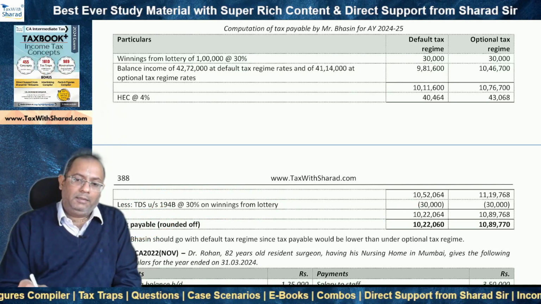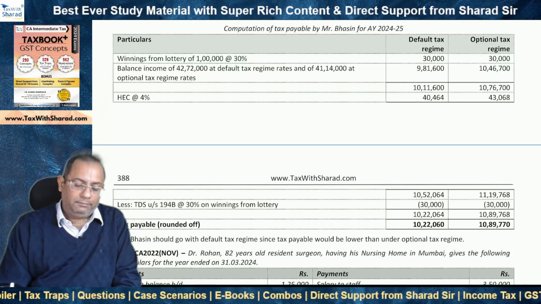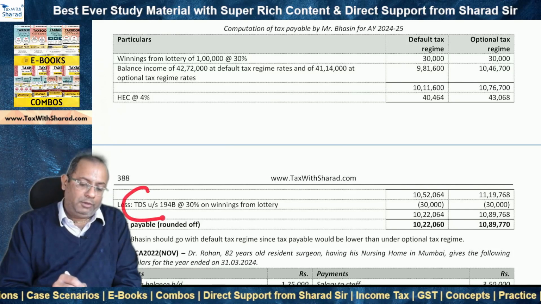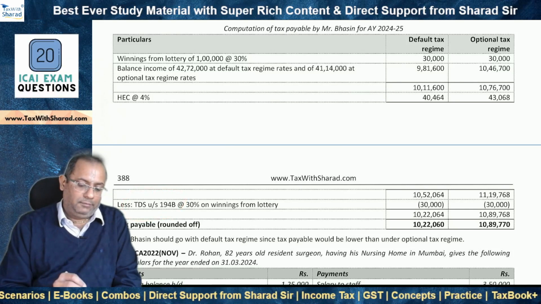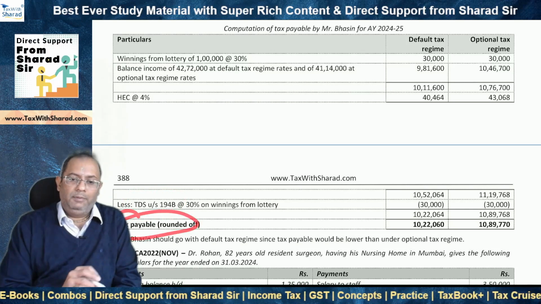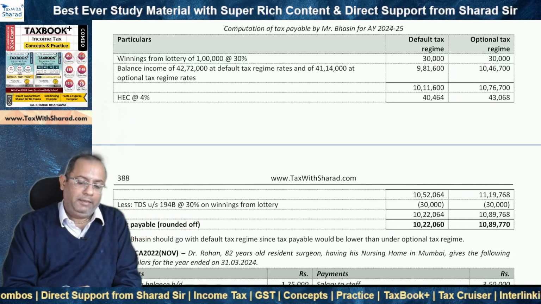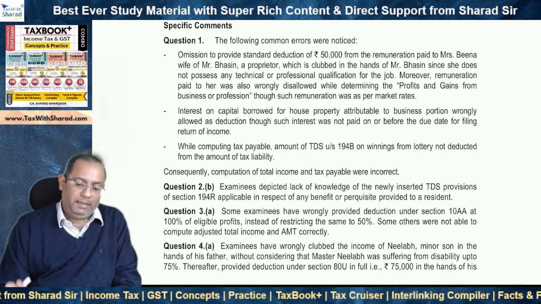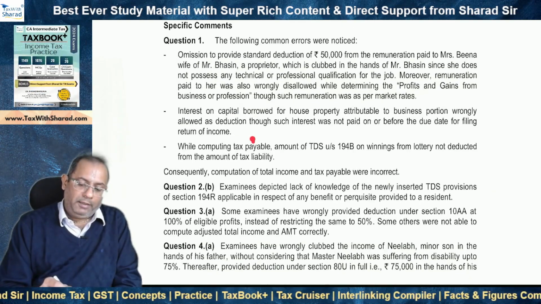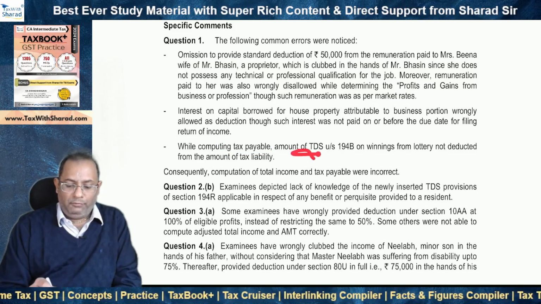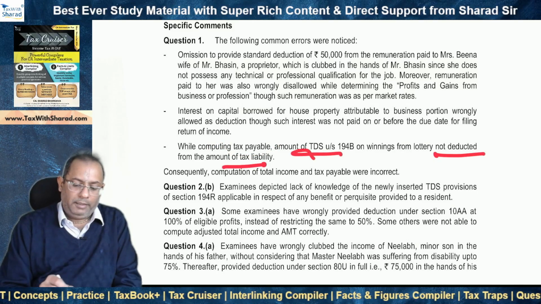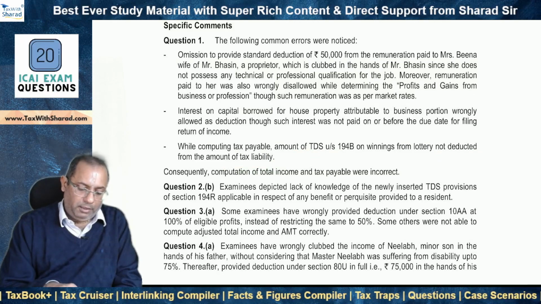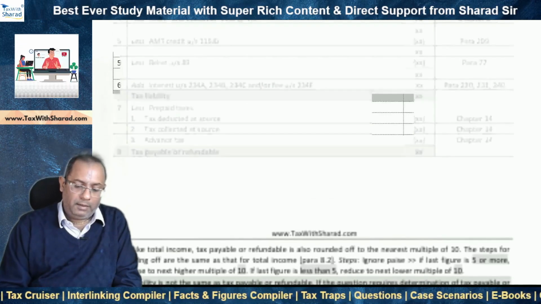So tax liability is the tax which has been computed on the total income. And when we reduce the amount of prepaid taxes, what we get is tax payable. So there is a difference between tax liability and tax payable. And this is what the students made as a mistake. While computing tax payable, amount of TDS was not deducted from tax liability. In tax book plus concepts, this has been clearly mentioned.